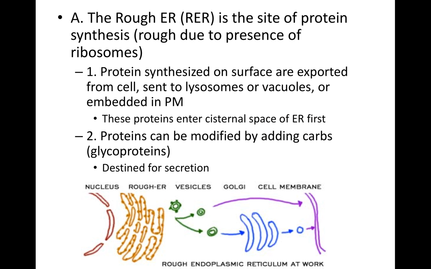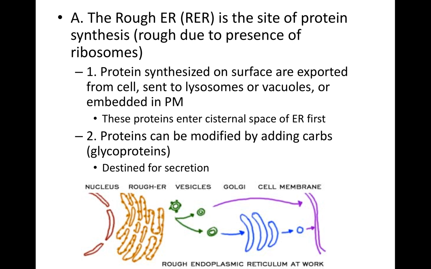Okay, so the ER, there's two types of ER, rough ER and smooth ER. So the rough ER is a site of protein synthesis, and it's rough because of those ribosomes. Proteins get made, and they are exported from the cell, or sent to lysosomes, or sent to a vacuole, or they get embedded into the plasma membrane.